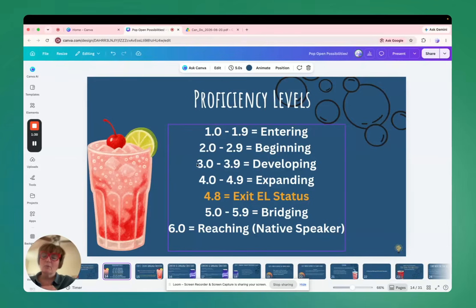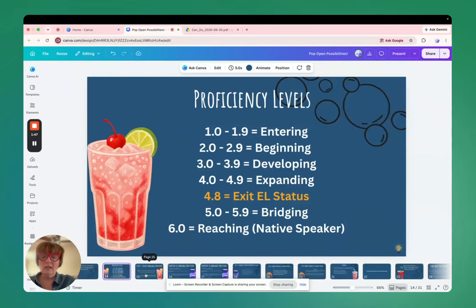And this is the part where we plateau. It's really hard to jump over that next level to get to that expanding, so that we can exit at a 4.8 or also get close to that reaching so that we're a native-like speaker.